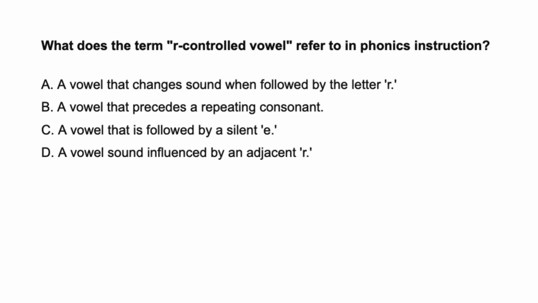Moving on, what does the term R-controlled vowel refer to in phonics instruction? Correct answer, D. An R-controlled vowel refers to a vowel whose sound is influenced by the following R, changing its pronunciation, such as in car or horse.